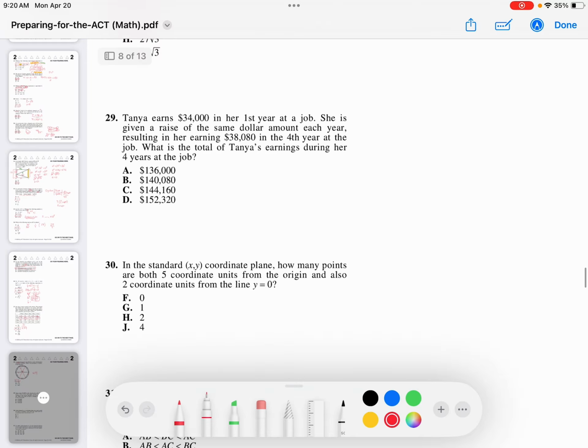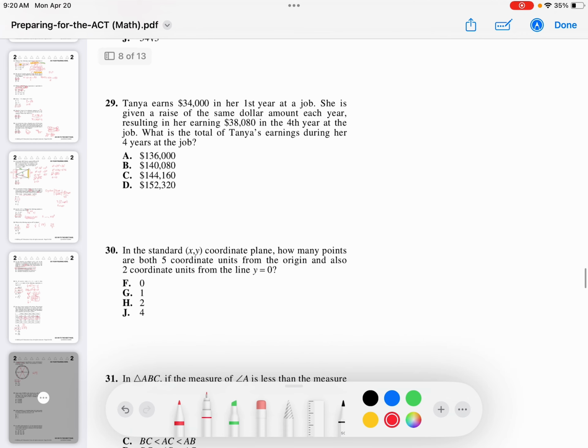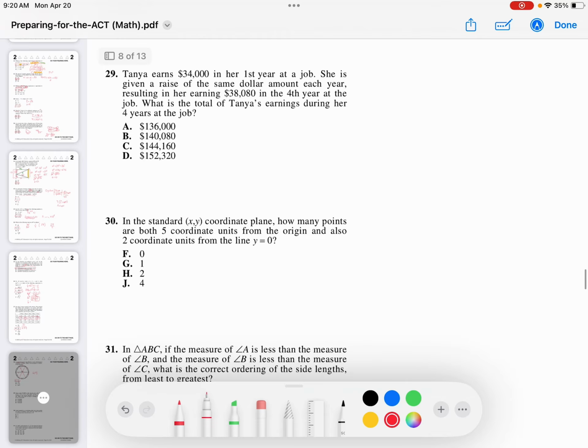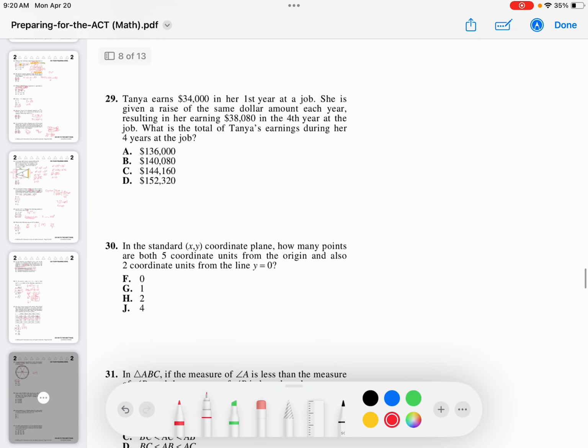Tanya earns $34,000 in her first year at a job. She is given a raise of the same dollar amount each year, resulting in her earning $38,080 in the 4th year at the job. What is the total of Tanya's earnings during her 4 years at the job? So let's see. She earned $34,000 her first year and $38,080 her 4th year. She got the same raise between these increments, so we've got 3 raises.